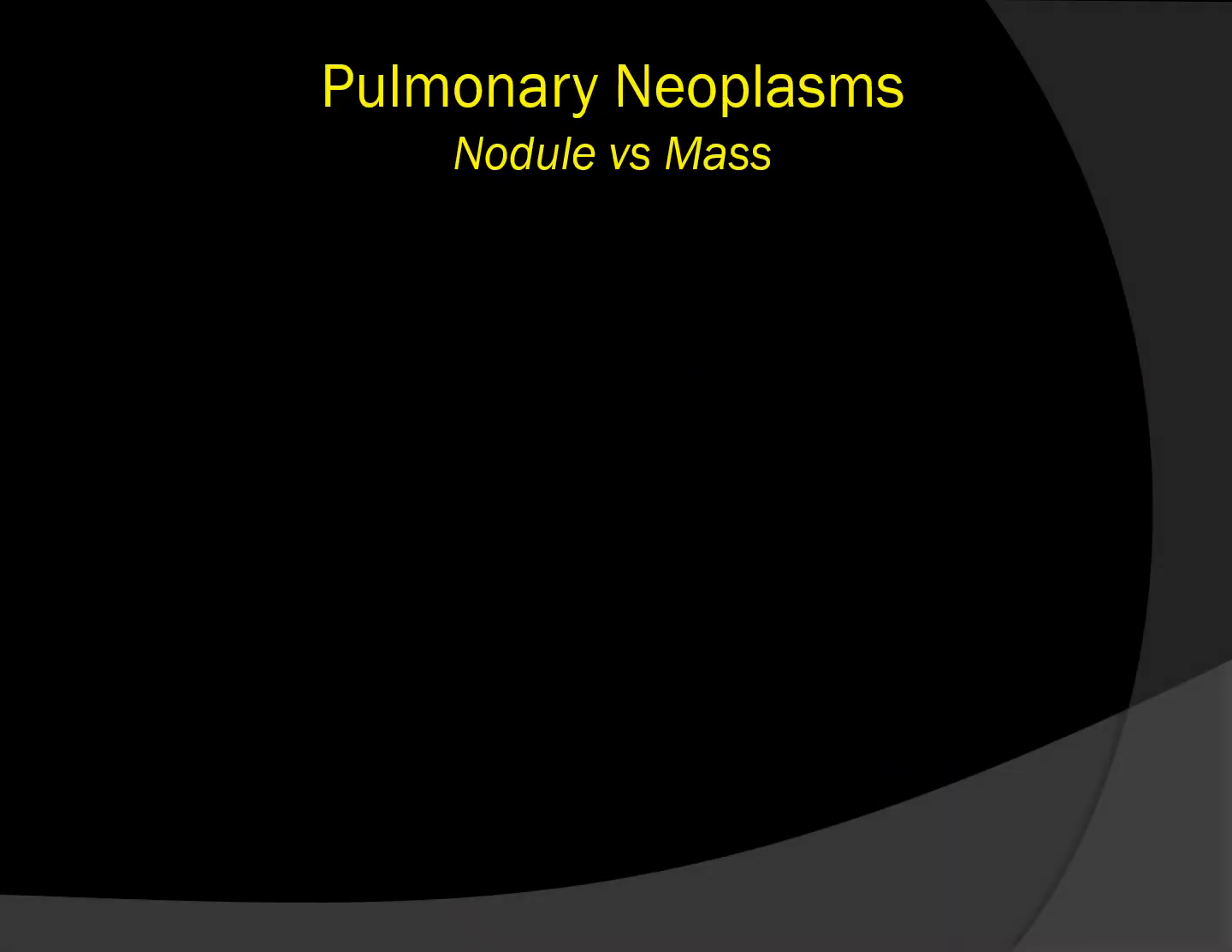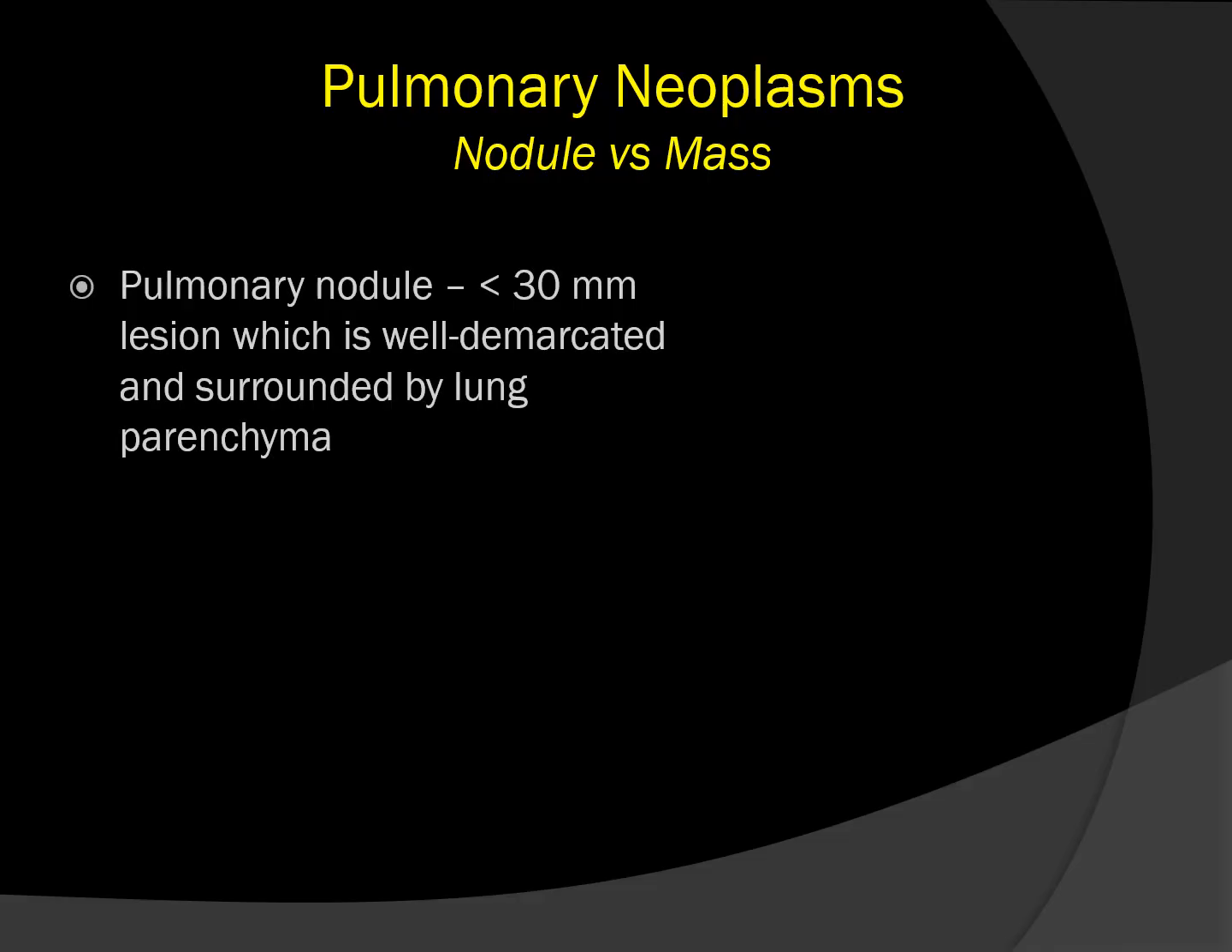So let's just talk about how we actually look at these nodules or masses. So our definitions. First of all, a pulmonary nodule is defined as any pulmonary lesion that's less than 30 millimeters, which is well demarcated and surrounded by lung parenchyma.